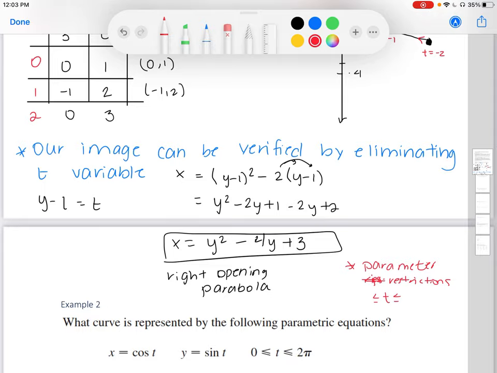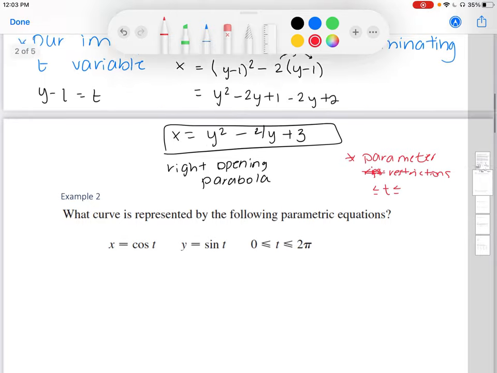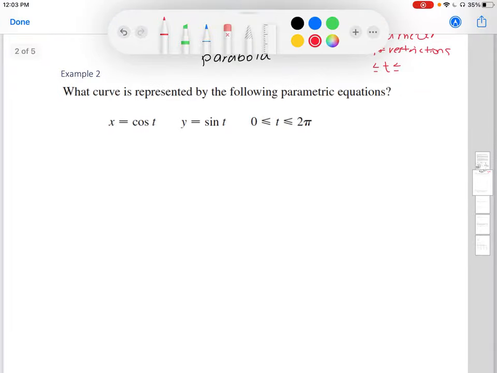Now, our next examples are discovery moments. They're not necessarily something that we walk in knowing; we develop these ideas. Example 2. What curve is represented by the following parametric equation? Coming into this with parameters, we might not think, hey, we see sine and cosine, let's square it. Now we have x equals cosine of t and y equals sine of t, and we have a parameter restriction where t has to be between 0 and 2 pi.